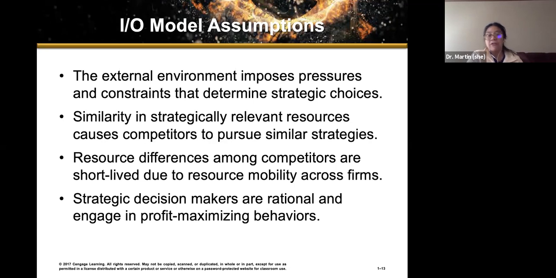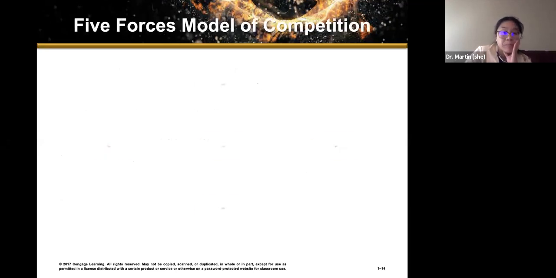And lastly, strategic decision makers are rational and are engaging in profit maximizing behaviors. Okay. There are other behaviors that you might engage in. Some organizations really set themselves up on very long-term plans. Instead of a 3-year plan, they might set themselves up for a 10-year plan, and they have a lot of capital. Since they're doing that, they're not looking at profit maximization right away. They might be looking more at brand recognition right away.